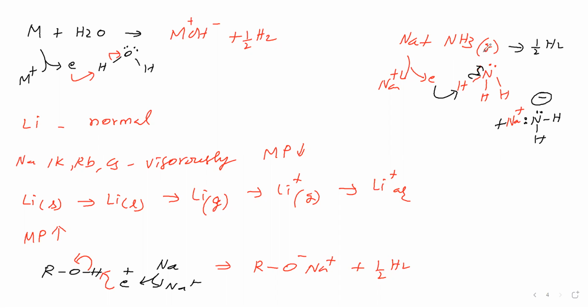Then, gaseous ammonia is reacting with terminal alkynes. Now I will take an alkyne. I have taken it like this. This is called a terminal alkyne. Why? Because the triple bond is present at the terminal position.